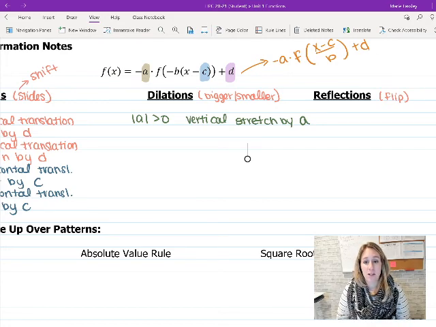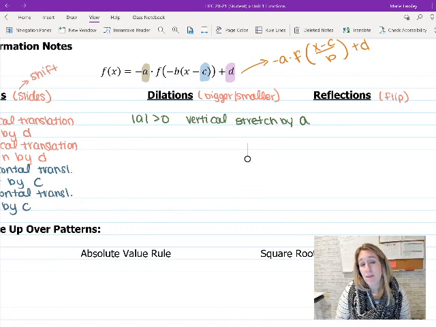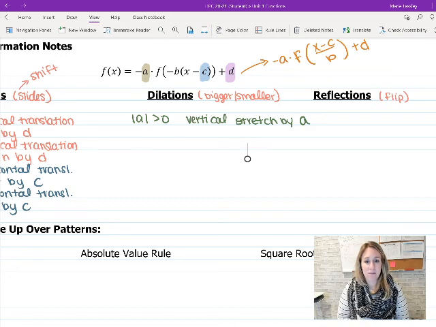I like to use the word stretch instead of dilate, because when you just say dilate by 2, you don't know exactly in what way. Dilating it bigger by 2, dilating it smaller by 2. So I would prefer if you guys also use the terminology stretch and shrink when you're talking about dilations, because it gives a better idea of what we're doing. Are we getting bigger? Are we getting smaller? If you want to say vertically bigger by A, I'm not mad at it, but it just sounds dumb.